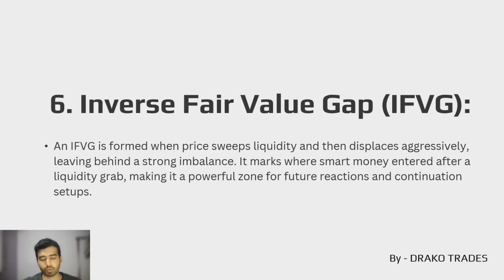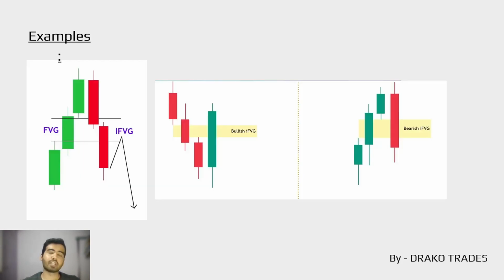Inverse fair value gap. So this is the last one. Inverse fair value gap, IFVG, is found when price sweeps liquidity and displaces aggressively, leaving behind a strong imbalance. It marks where smart money entered after a liquidity grab, making it a powerful zone for future reactions and continuation setups. So now you will see what is IFVG. Let's say price grabbed all the liquidity before the swing highs, and there's a change in state of delivery here. So as you can see, this is an IFVG.